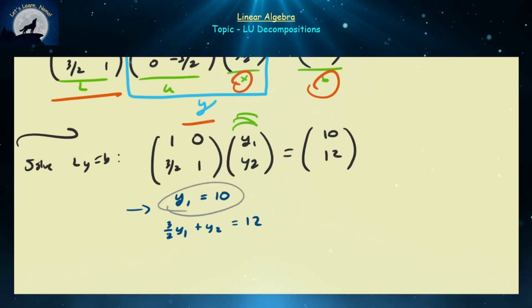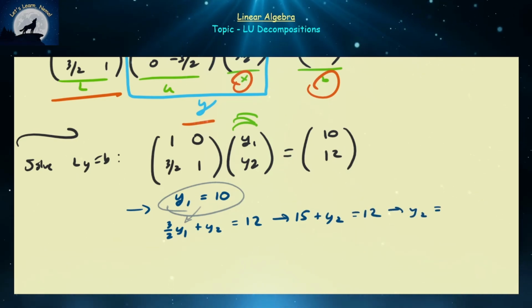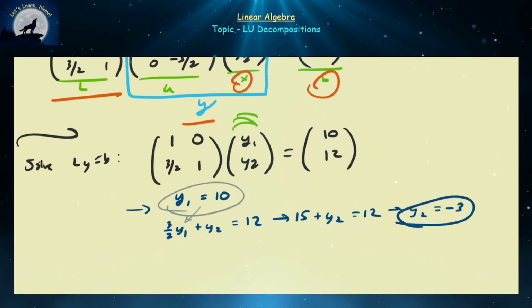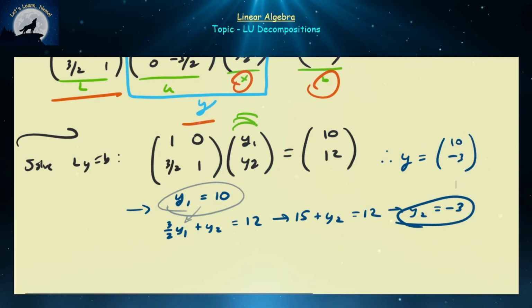So immediately from triangular systems, we can get the first value quite easily, and then we can substitute that into this. So we're going to have 3 times 10 is 30, divided by 2 is 15. That's going to give us 15 plus y2 equal to 12. So that means y2 must be equal to minus 3. Right? So that means that y will be equal to [10, -3]. So now we have our y.